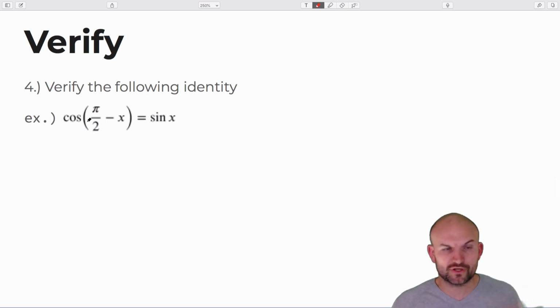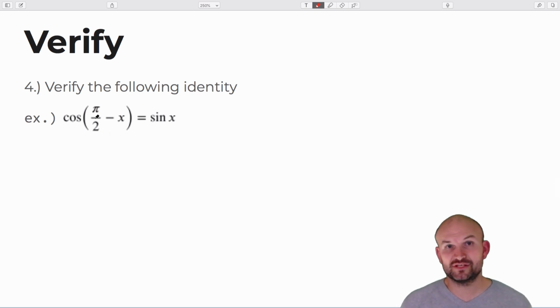And the way that I taught the cofunction identity is you take the cosine graph. If you apply those transformations, you're going to get sine. And that works for all 6 trigonometric functions and their cofunctions. But here in this case, what I'm going to do is prove the reason why this works using the sum and difference formula.